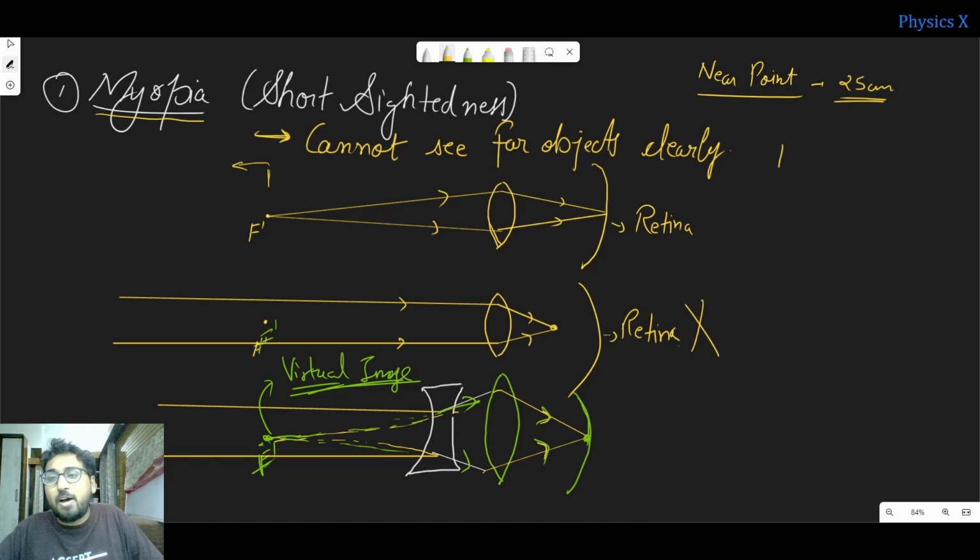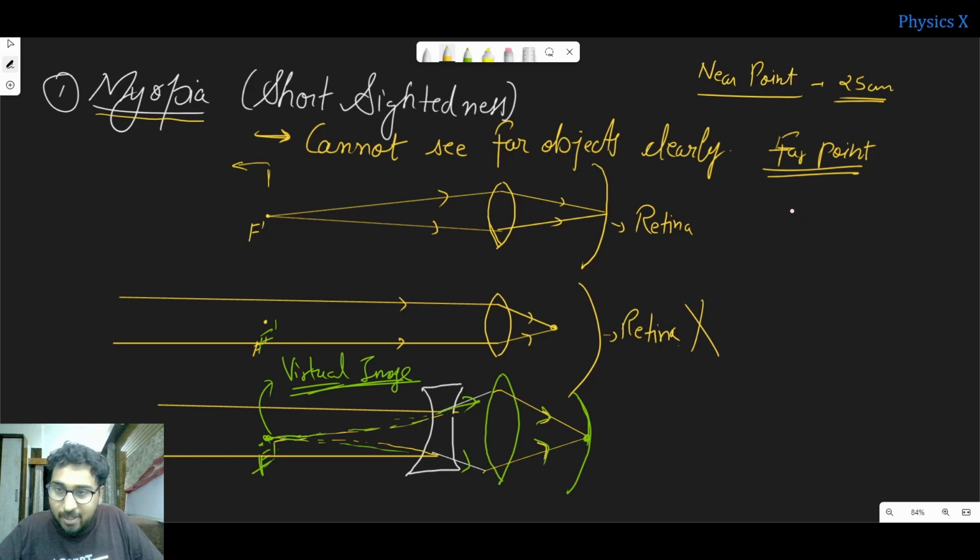So they will be giving a far point. What is the far point? Beyond this point, at a distance further away from this point, the myopic eye can't see clearly. So we need to correct it.